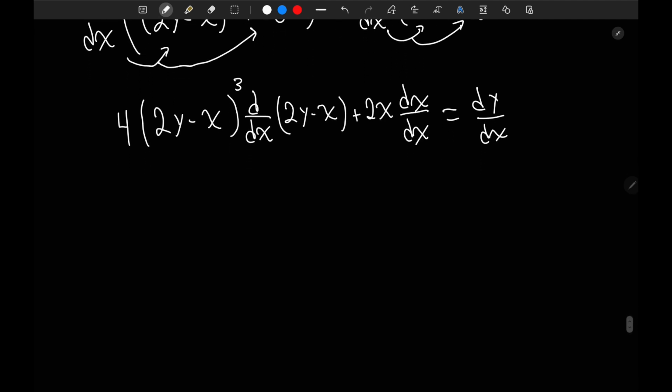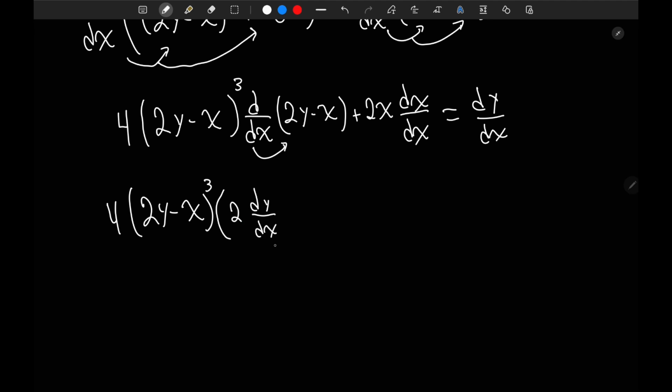Now we're going to walk through this bottom part. So we have 4 (2y minus x) cubed. And now we're going to be multiplying this all by this derivative here. So again, we just kind of FOIL in this derivative as we've been doing. So the derivative of 2y is going to be 2 dy/dx minus the derivative of x is going to be dx/dx, which we know now is just 1. And then we're going to be adding 2 dx/dx. Again, this simplifies to 1. So we're going to have 2x is equal to dy/dx.